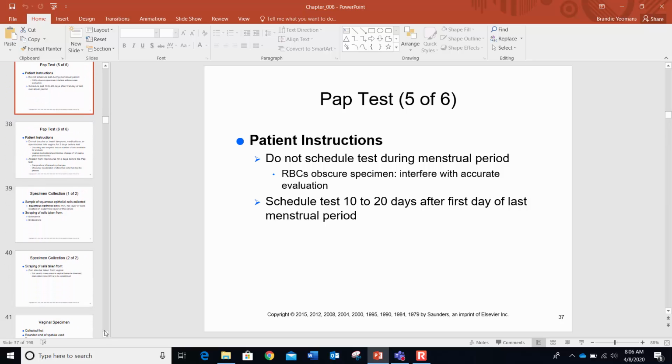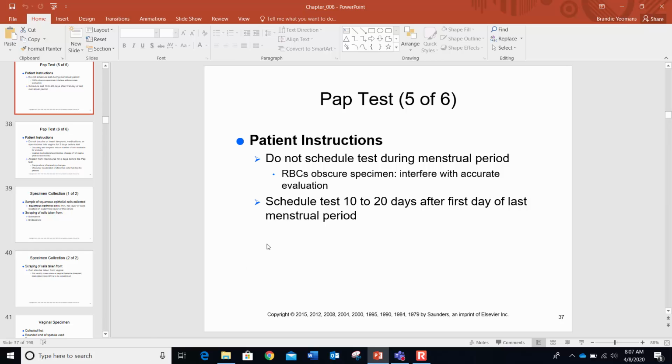So what kind of instructions does our patient need before having a Pap test? We don't want it scheduled during their menstrual period. One, because it's uncomfortable for the patient. They feel a little apprehensive about having that bleeding occurring and then having this procedure done. But the biggest thing is that the red blood cells, they do obscure that specimen, so they interfere with an accurate result. And I'll tell you that some physicians will go ahead and do that Pap smear even if the patient is on their menses, but we try to avoid it if at all possible.